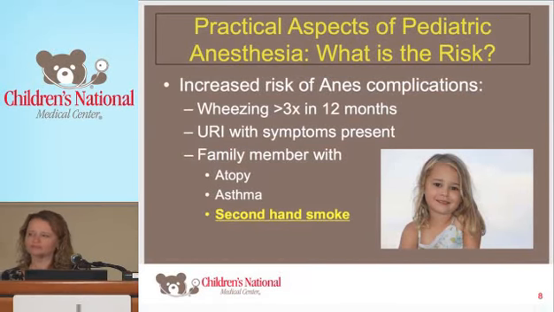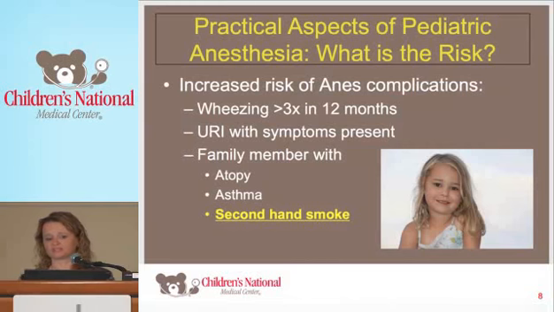And then what are things that really do increase risk? Wheezing definitely increased risks of perioperative anesthetic complications, specifically pneumonia or bronchospasm under anesthesia. So if you have a patient that has asthma, I think your risk discussion or your risk counseling to them might be a little bit different. If the patient has a URI with symptoms present, we try not to do those patients, and I'll talk about how we deal with URIs in a minute, but that does increase the risk.